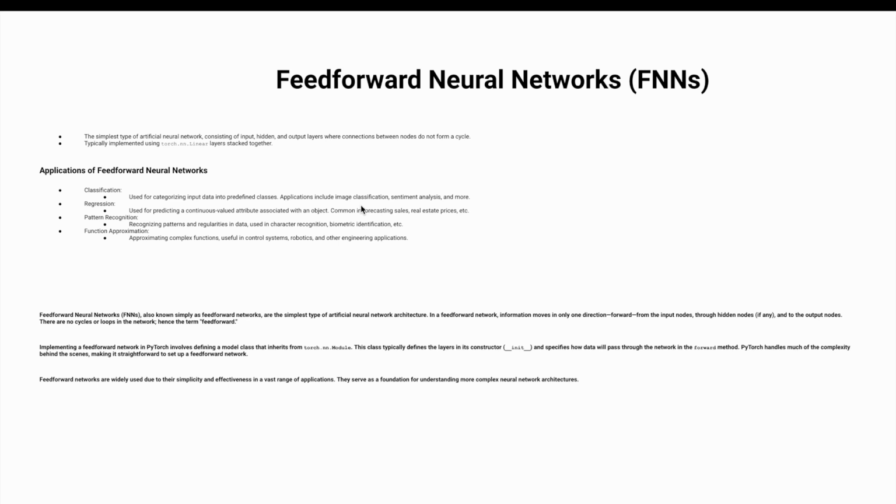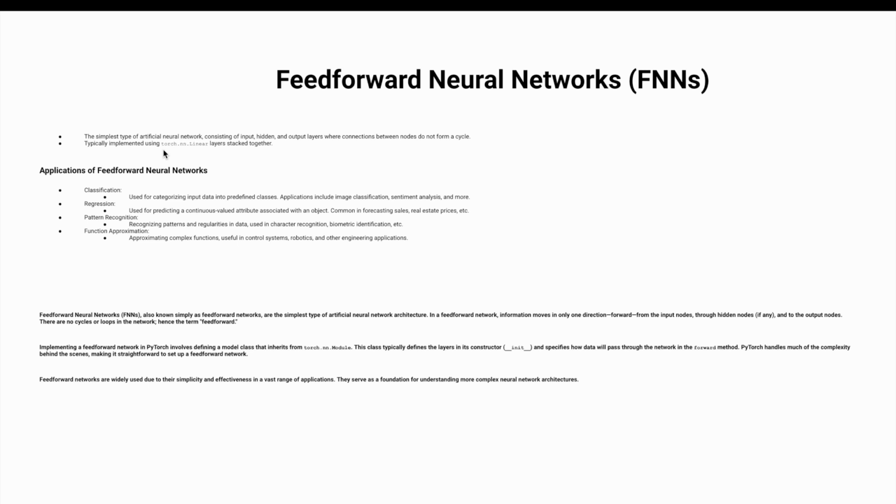Then we go next to the feed-forward neural networks, or FNNs. Feed-forward neural networks are the simplest type of artificial neural network, and they consist of input, hidden, and output layers, where connections between the nodes do not form a circle.